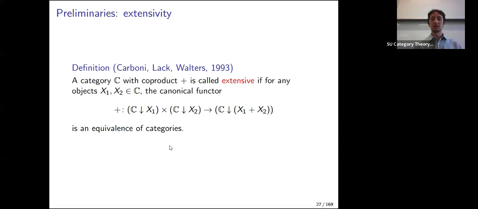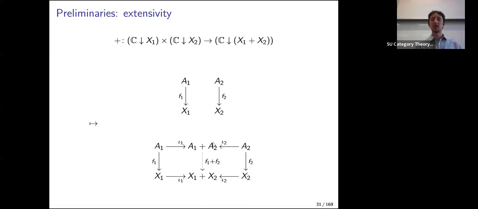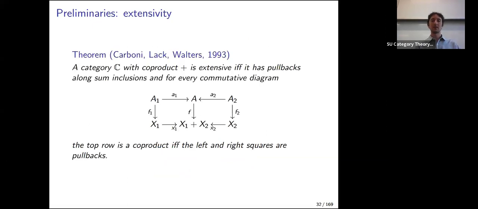So just pictorially, what does this canonical functor do? On objects, it would take a morphism to x1 and a morphism to x2, so a pair, and then send that to the morphism induced between the sum of the domains and codomains. Okay, cool. So a theorem in the same paper where they introduced this notion is as follows.